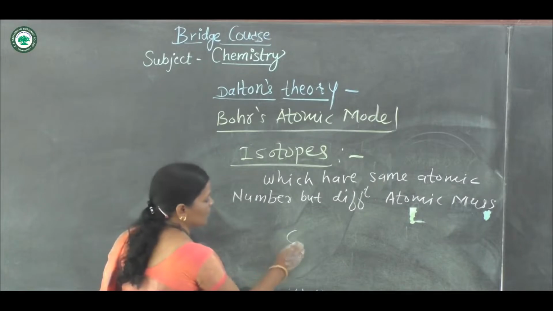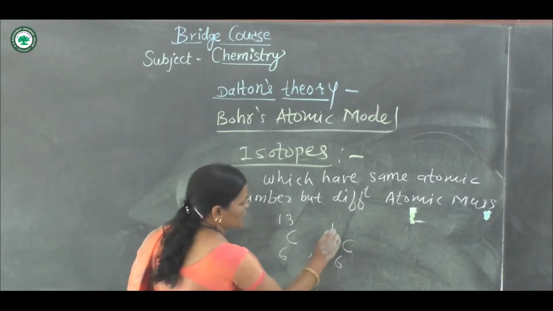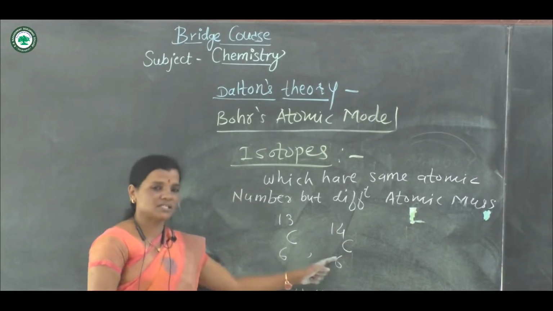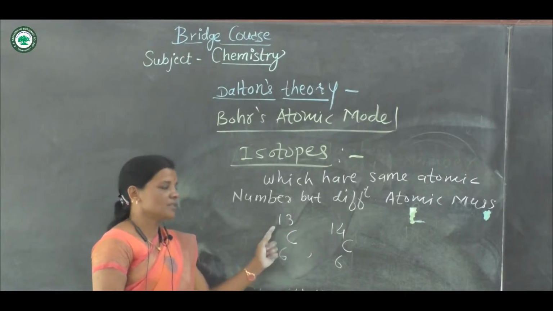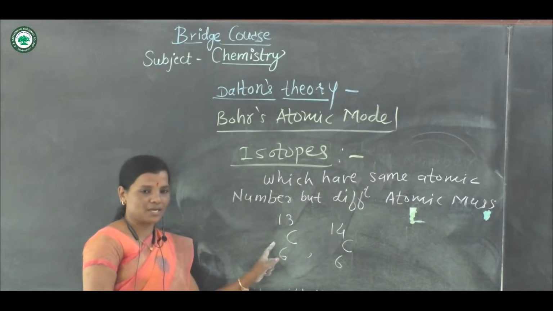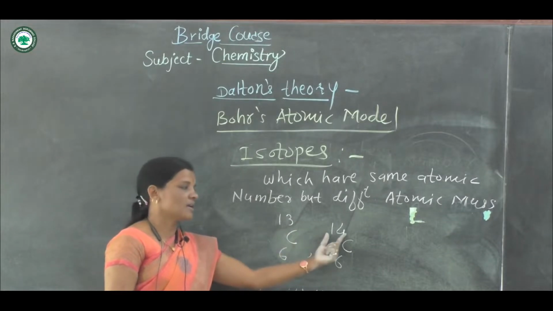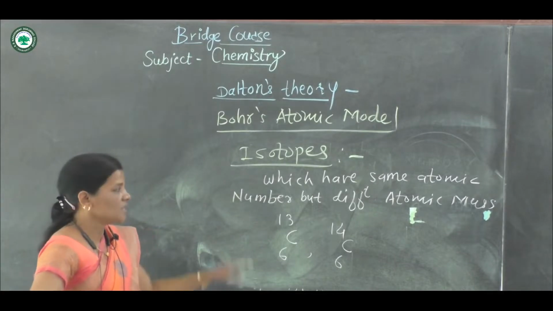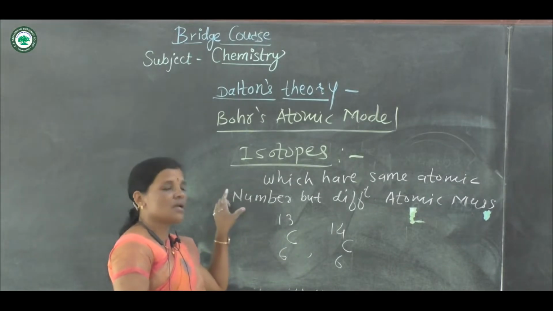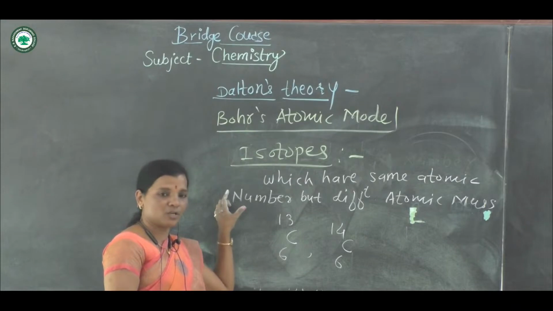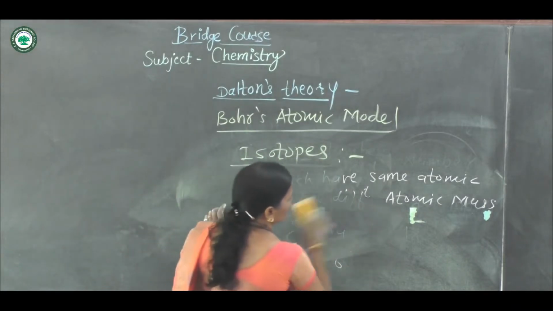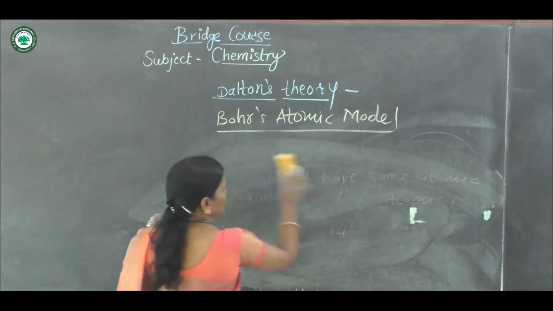For example, carbon 6C13 and carbon 6C14. These are isotopes because the atomic number 6 is the same and the mass numbers are different. For the first, 13 is the atomic mass; for the second isotope, 14 is the atomic mass. So what are isotopes? The elements which have the same atomic number but different atomic masses are said to be isotopes of each other. Now consider the second concept, what is meant by isobars?